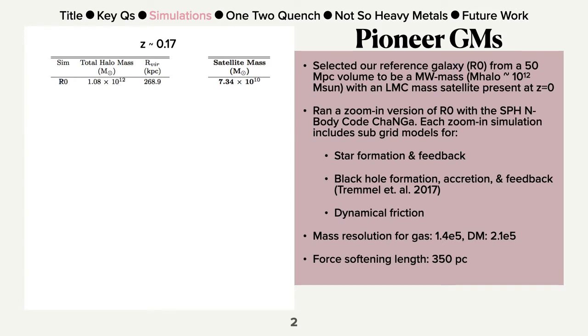From an initial 50 megaparsec dark matter only volume, we selected a Milky Way-mass galaxy with an LMC mass galaxy at z equals 0 as our reference. We ran a zoom-in simulation of this reference using the SMBH code Changa and included subgrid models for star formation and feedback, as well as updated prescriptions for black hole physics.